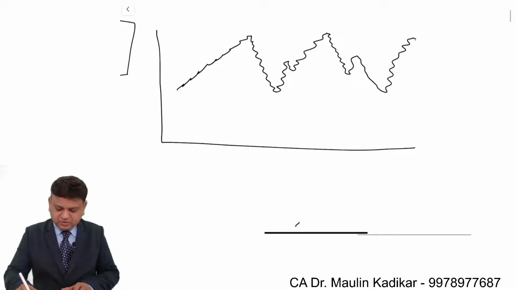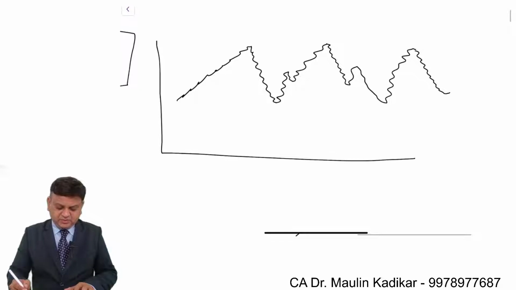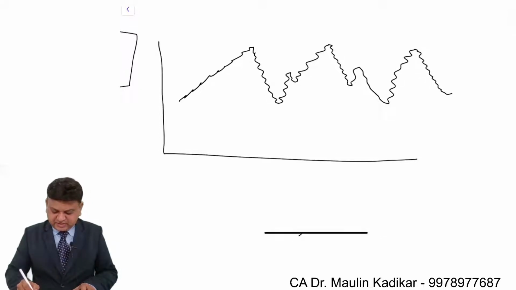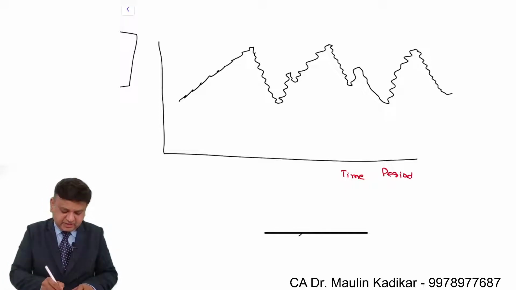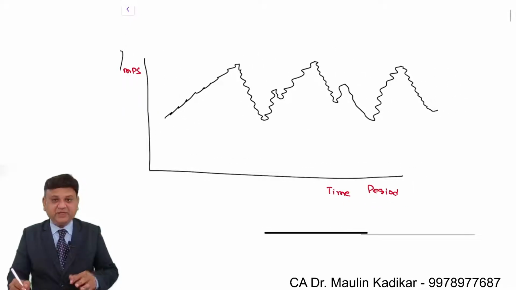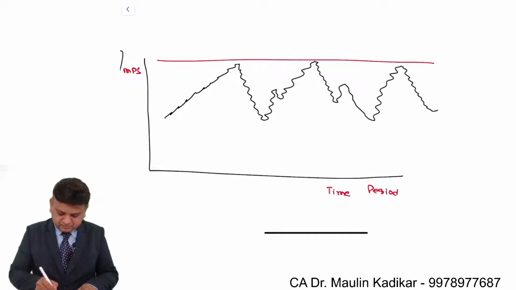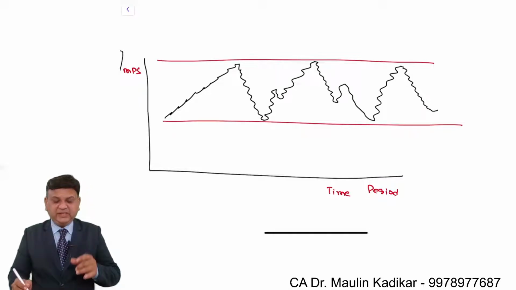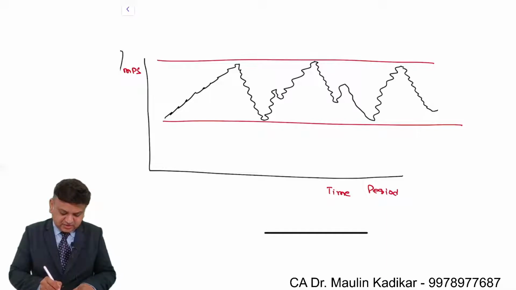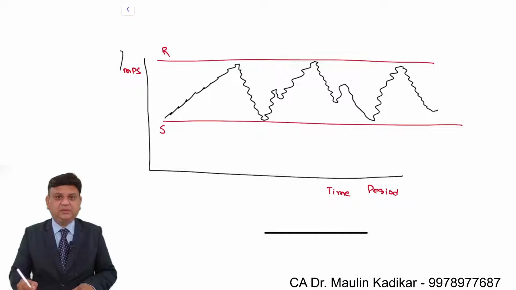Let us say that it moves in this way. So basically, over here on the x-axis I'm taking the time period, and on the y-axis I'm taking the market price of the security. Now, in technical language, this is given a name as support level, and this is given a name as resistance level.